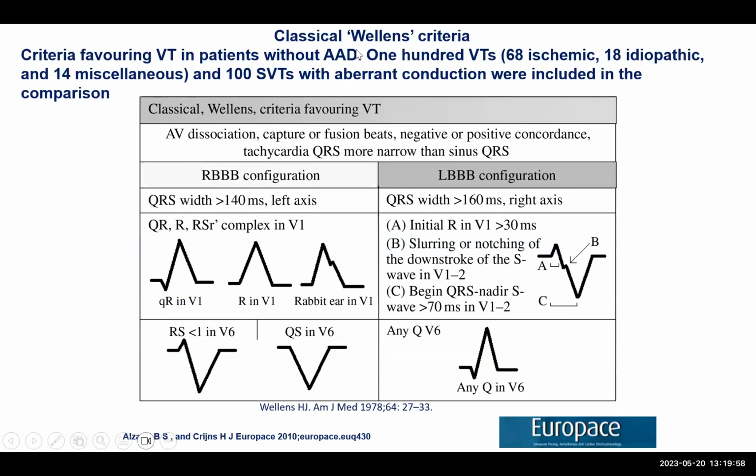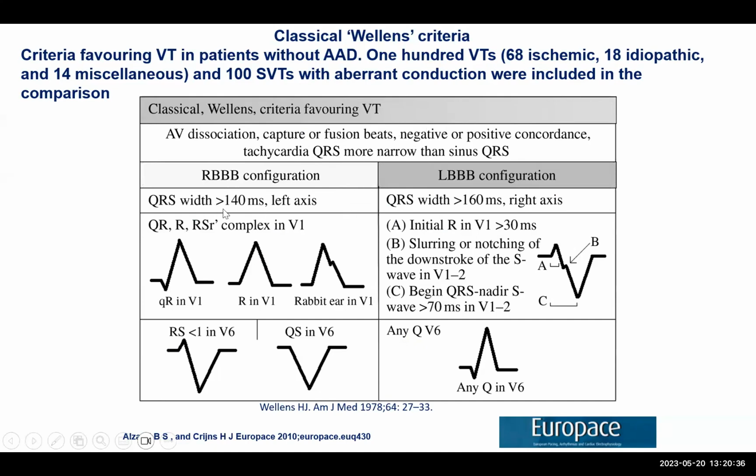So the classic Vereckei criteria, it is in patients with a ventricular tachycardia without antiarrhythmic drug use, without antiarrhythmic medications. So it cannot be used in patients who are using antiarrhythmic medications. They included 100 patients with ventricular tachycardia and 100 patients with supraventricular tachycardia with aberrancy. And basically, the classic same thing, if you have AV dissociation, capture or fusion beat, negative or positive concordance, tachycardia narrower than sinus, the QRS complex, this is more likely to be ventricular tachycardia.